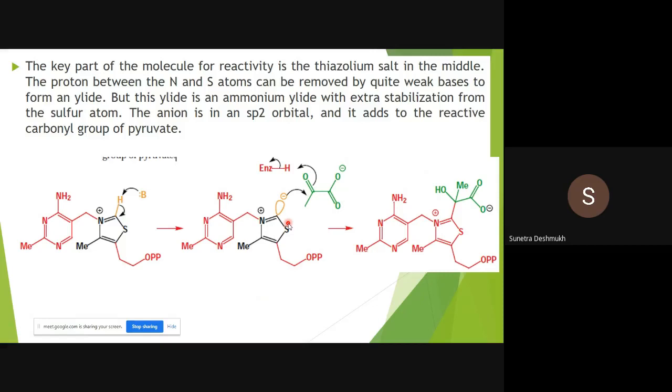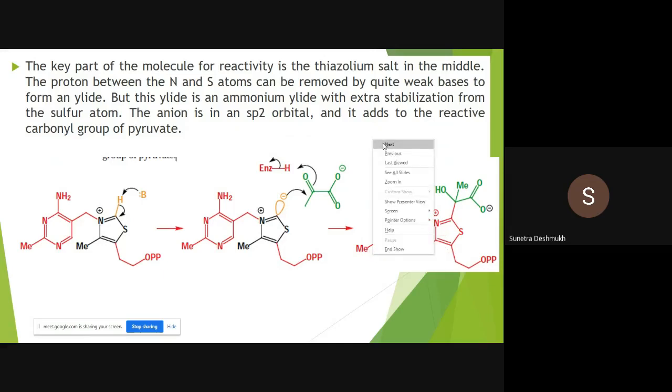The anion is in an sp2 hybrid orbital, and it adds to the reactive carbonyl group of pyruvate. So we are going to do the reaction of this ylide with the reactive carbonyl group of the pyruvate. Here is the pyruvate, and this ylide is going to react with its carbonyl carbon. The carbonyl group is here, and the ylide is going to attack on this carbonyl group. The negatively charged oxygen abstracts a proton, forming a new intermediate here.